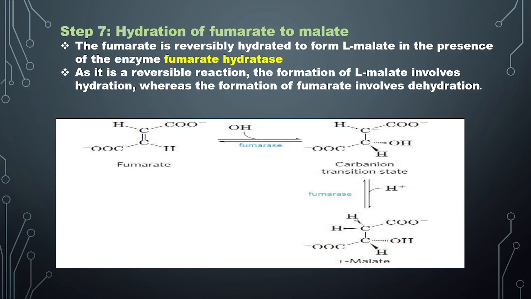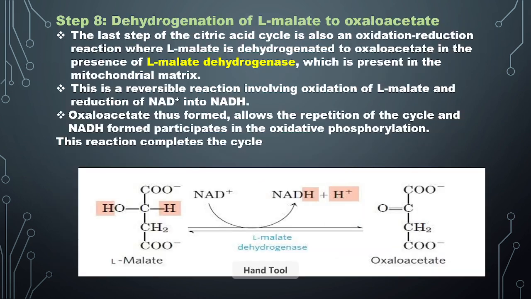It undergoes in the presence of the enzyme fumarase. 8th step, the last step, dehydrogenation of the L-malate to oxaloacetate. This is the 4th oxidoreductive step. The last step of citric acid cycle is also an oxidation reduction reaction where L-malate or malic acid is dehydrogenated to oxaloacetic acid in the presence of the enzyme L-malate dehydrogenase.